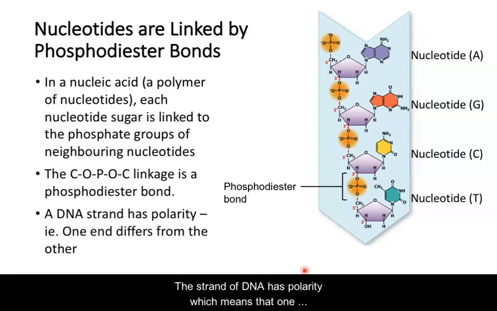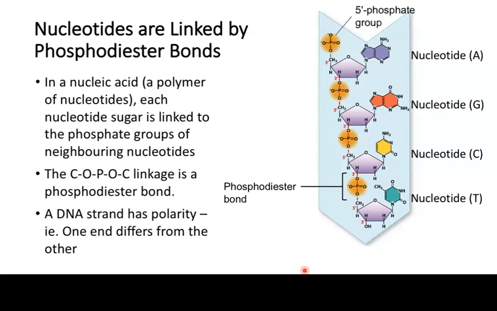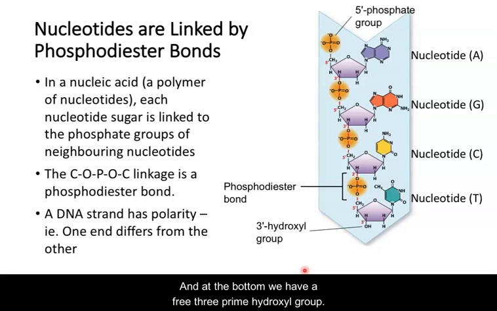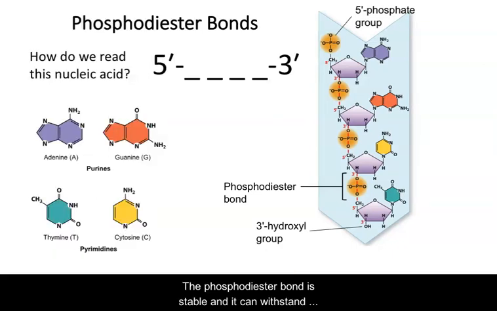The strand of DNA has polarity, which means that one end differs from the other. At the top of the figure, we have this free 5' phosphate group, and at the bottom we have a free 3' hydroxyl group. By convention, if a DNA sequence doesn't specify the 5' or 3' end, the end at the left or the top is the 5' end. The phosphodiester bond is stable, and it can withstand changes in pH and temperature that might break weaker bonds.